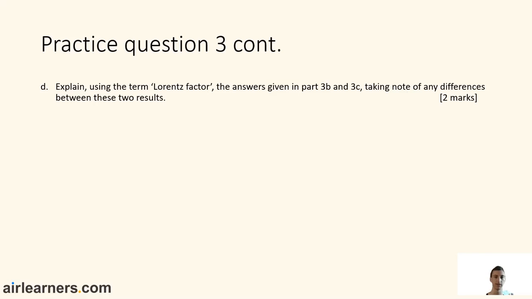All right, so 3D, some more questions. Explain using the term Lorentz factor the answers given in part 3B and 3C, taking note of any differences between the 2 results. This is worth 2 marks, so you've got a couple of minutes, but because it's an explanation question, it takes you 2.5 minutes. You don't really have to worry. So you can have a go at this question, pause the video and click play once you are ready.